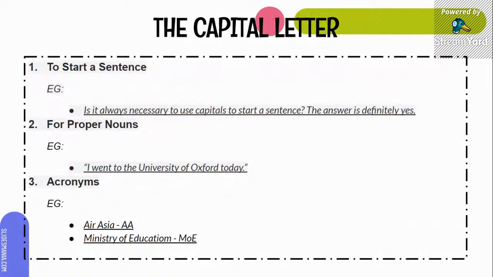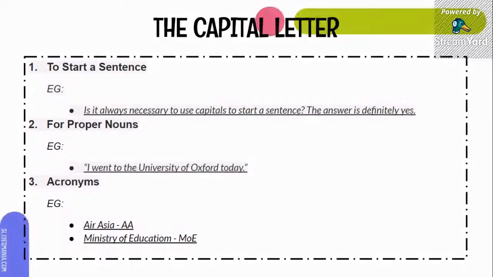Next one is the most important point in punctuation. Is it always necessary to use capitals to start a sentence? The answer is definitely yes.